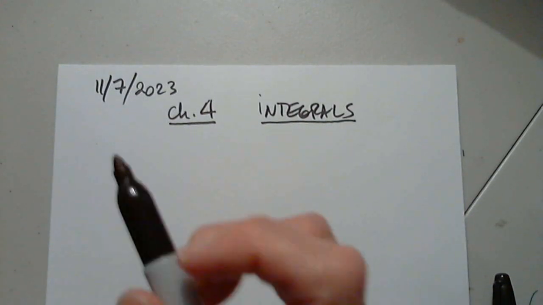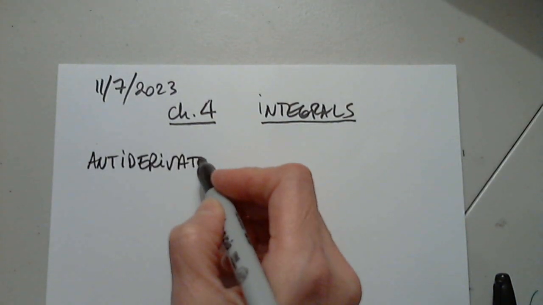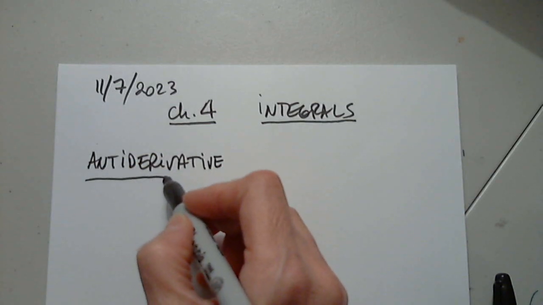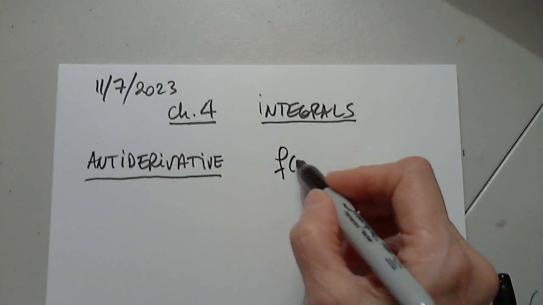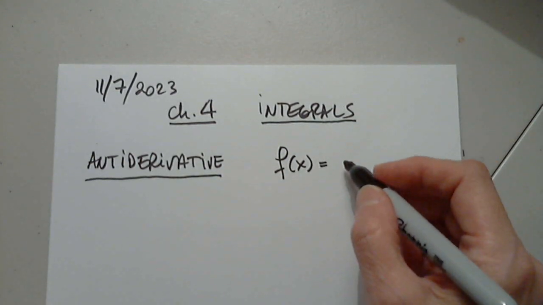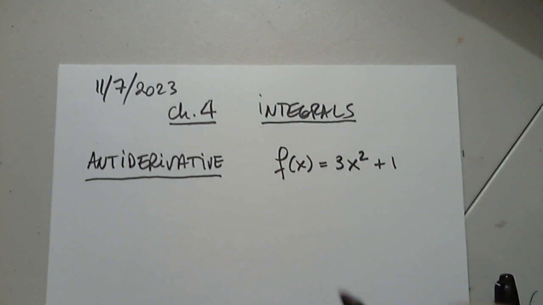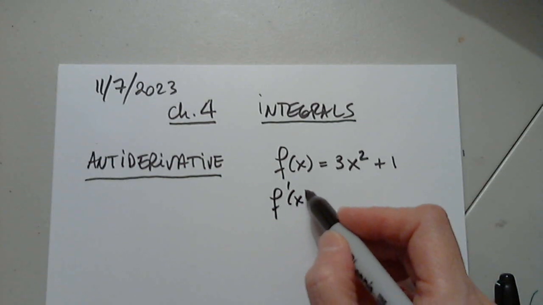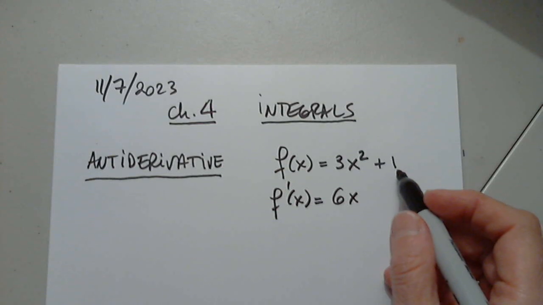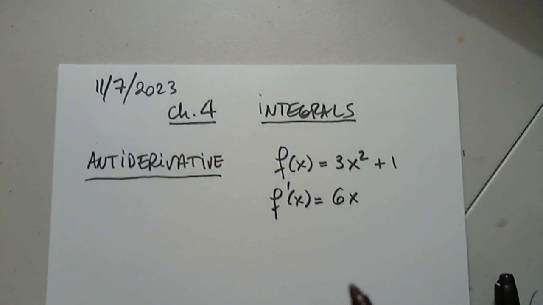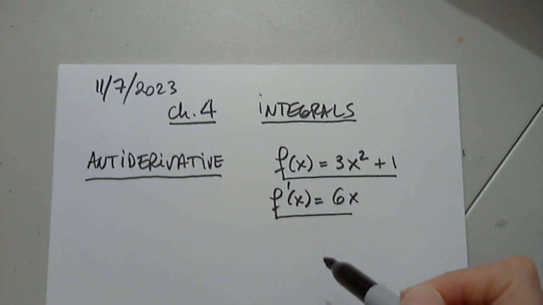We are going to start by talking about something called antiderivative. What is an antiderivative? If a function is given to us as, let's say, 3x squared plus 1, and we are asked to find its derivative, no biggie. I have 6x because 1 prime is 0. So if I'm given the function, I can find the derivative.